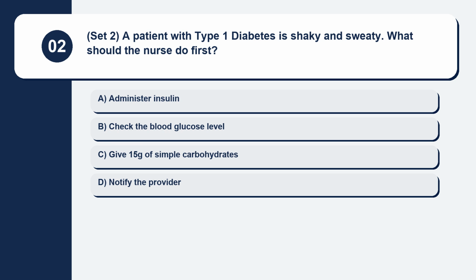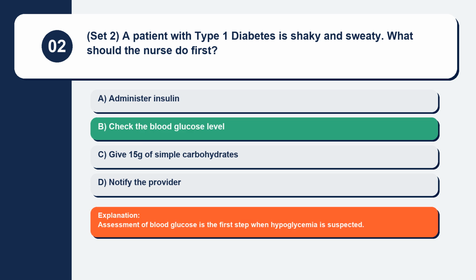Question 2. Set 2. A patient with type 1 diabetes is shaky and sweaty. What should the nurse do first? Administer insulin. Check the blood glucose level. Give 15 g of simple carbohydrates. Notify the provider. Assessment of blood glucose is the first step when hypoglycemia is suspected.